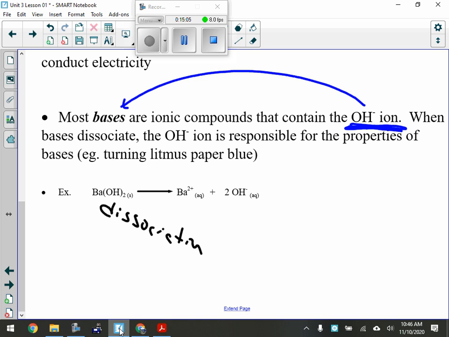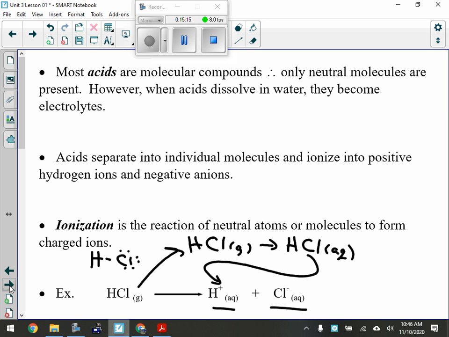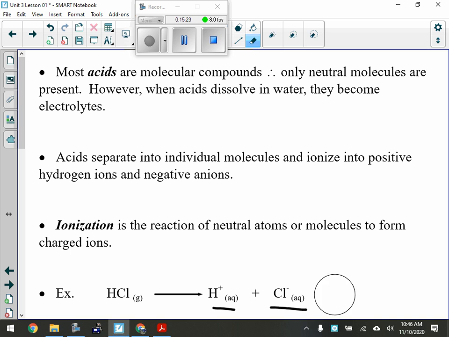Okay, we're good. Now, the last one we're going to talk about: so far we've done separation, molecular dissociation, ionic, and bases. And the one we haven't done yet is, of course, acids.